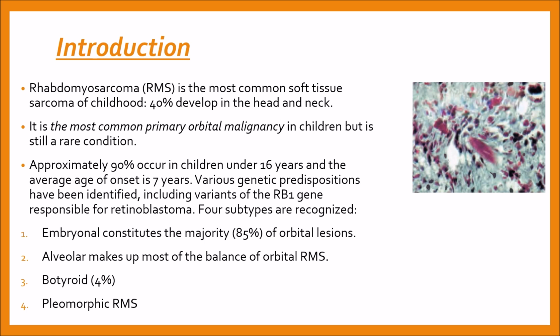Then number 3 is thyroid, which is about 4% of the tumors. And number 4 is the pleomorphic rhabdomyosarcoma. They are much less common in the orbit. Rhabdomyosarcomas can mimic an orbital infection in a child.